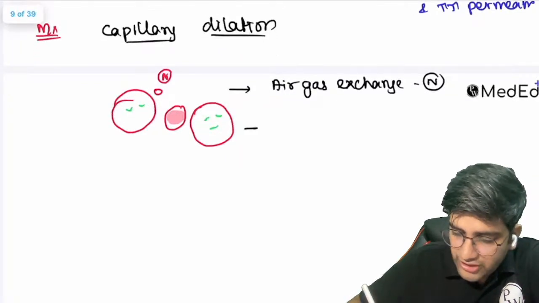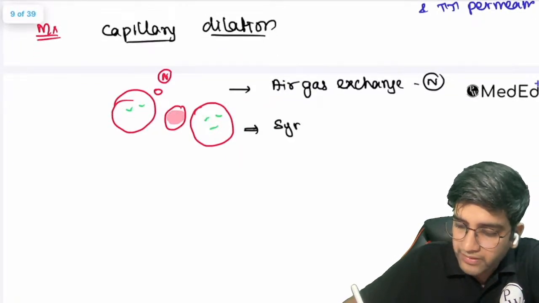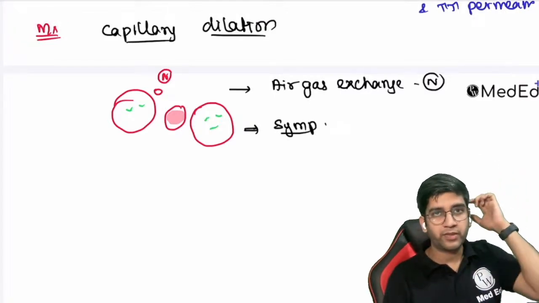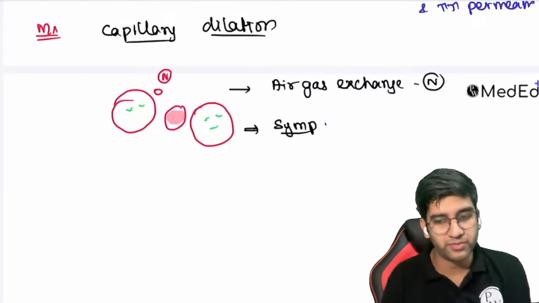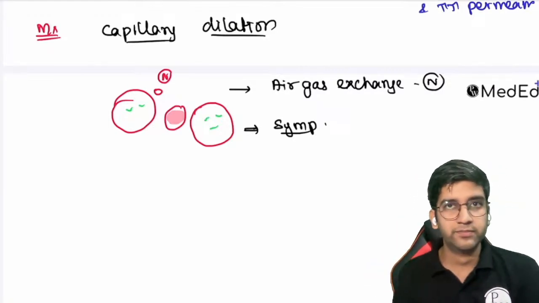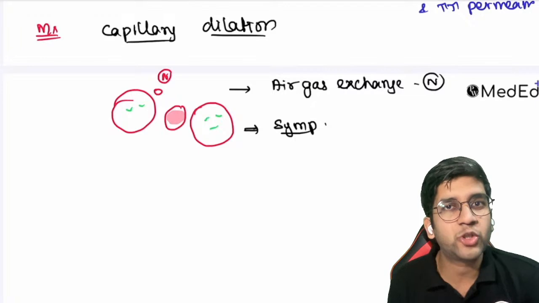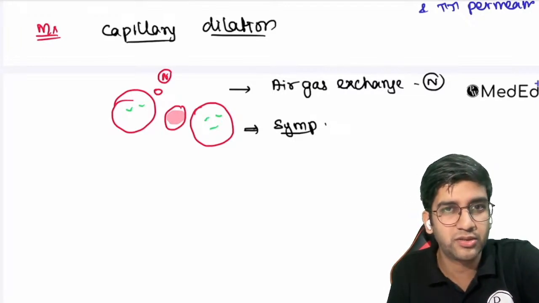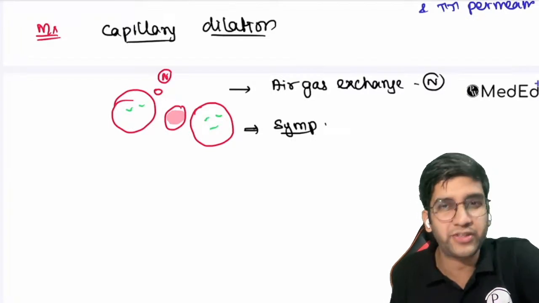Okay. When this is normal, what do you think will the patient symptom be? If air gas exchange is normal, what do you think will be the symptom of the patient? Can I say it will be very, very non-specific to infection? That's all. I won't have anything. It'll be non-specific to infection, right?